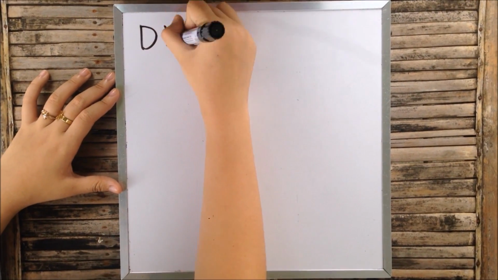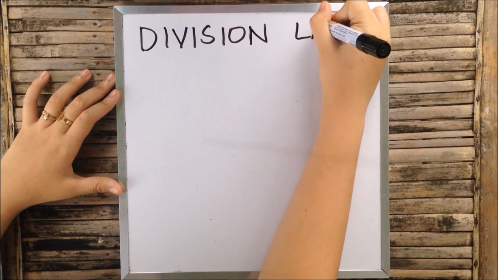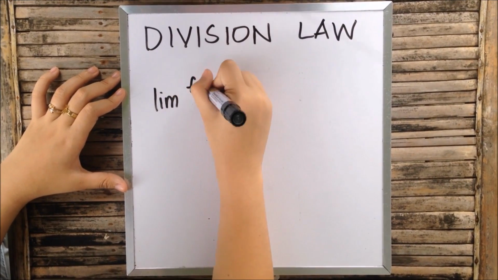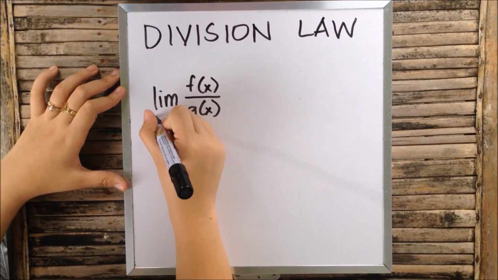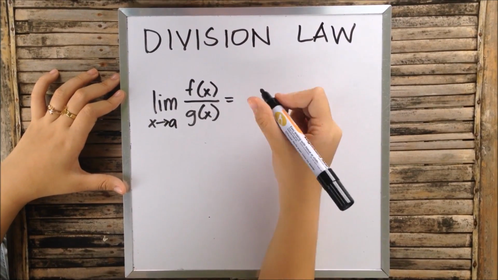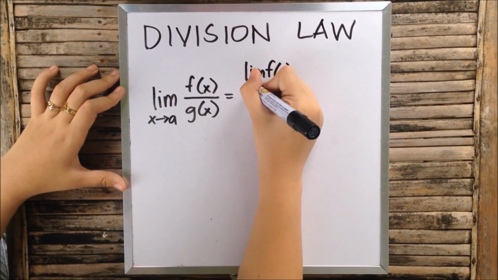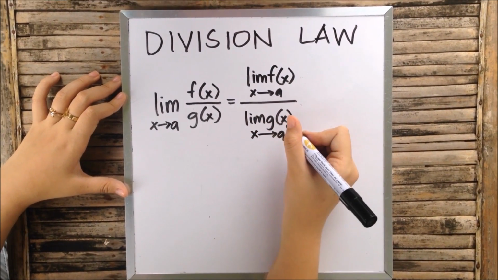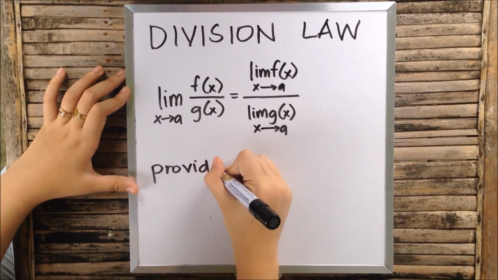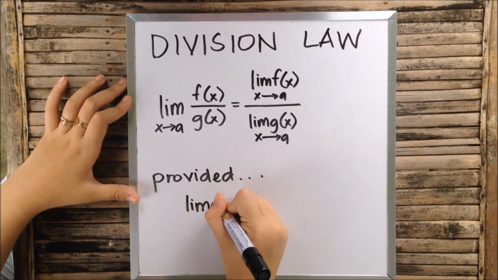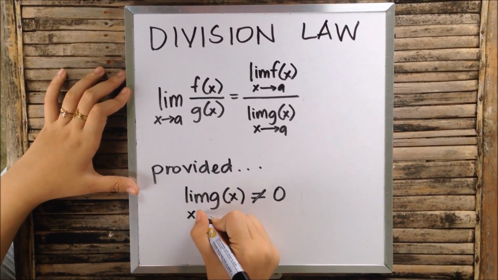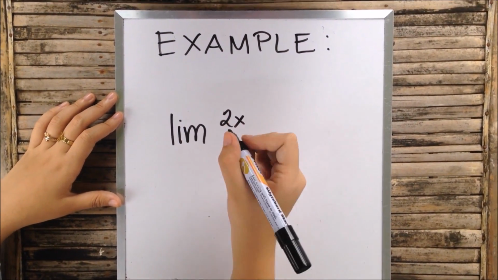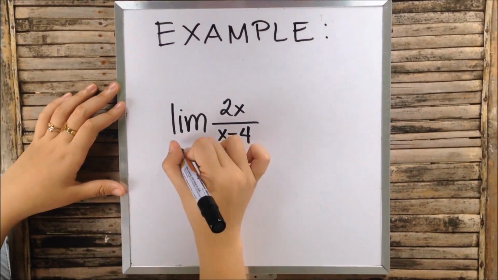And lastly, the division law. This law tells us we can simply find the limit of the numerator and denominator separately. Given its sample equation, limit of f of x over g of x as x approaches a equals limit of f of x as x approaches a over limit of g of x as x approaches a, provided that the limit of g of x is not equal to 0. Here's an example. Limit of 2 times x over x minus 4 as x approaches 12.